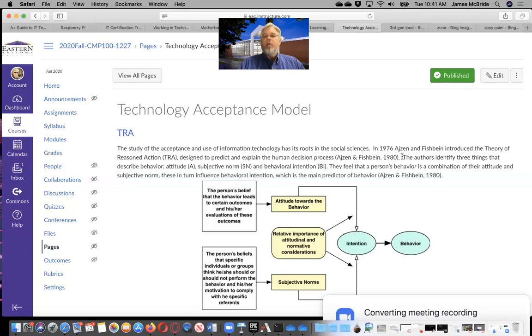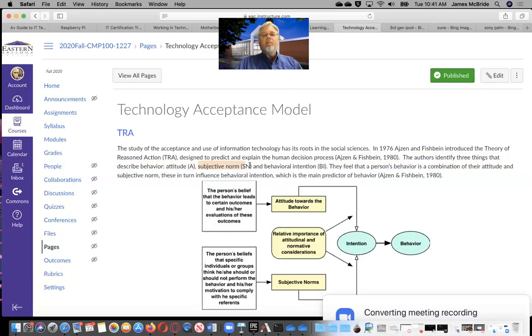All right, so let's break it down to what they have. So the authors right here, they identify three things that describe a behavior. There is the attitude. What's your attitude about that behavior? So let's go ahead and use the severe attitude of killing. My attitude towards that, and most people's attitude, is no. That's not a good thing. That's not something I want to take part in and do. That's the attitude.